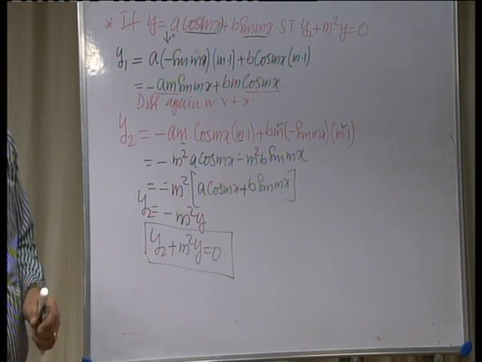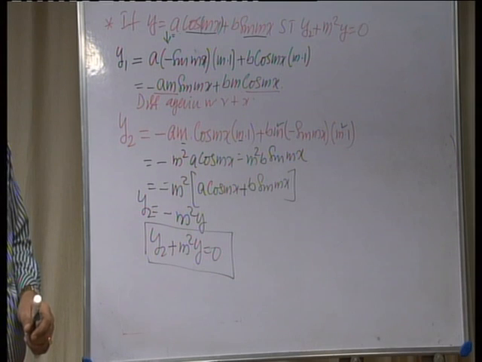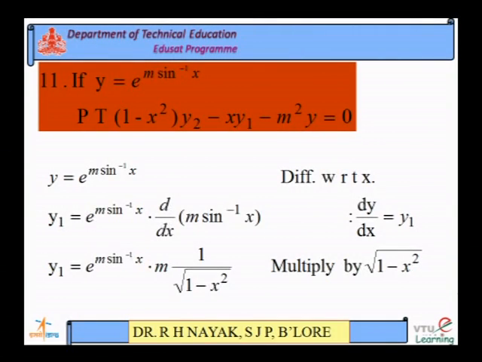You take another example, y is equal to e to the power of m sin inverse x. What we have to do here? We have to take y is equal to e to the power of m sin inverse x. You differentiate that, y1, dy by dx is what? e to the power of function is e to the power of function into d by dx of function, that is e to the power of m sin inverse x into d by dx of m sin inverse x.